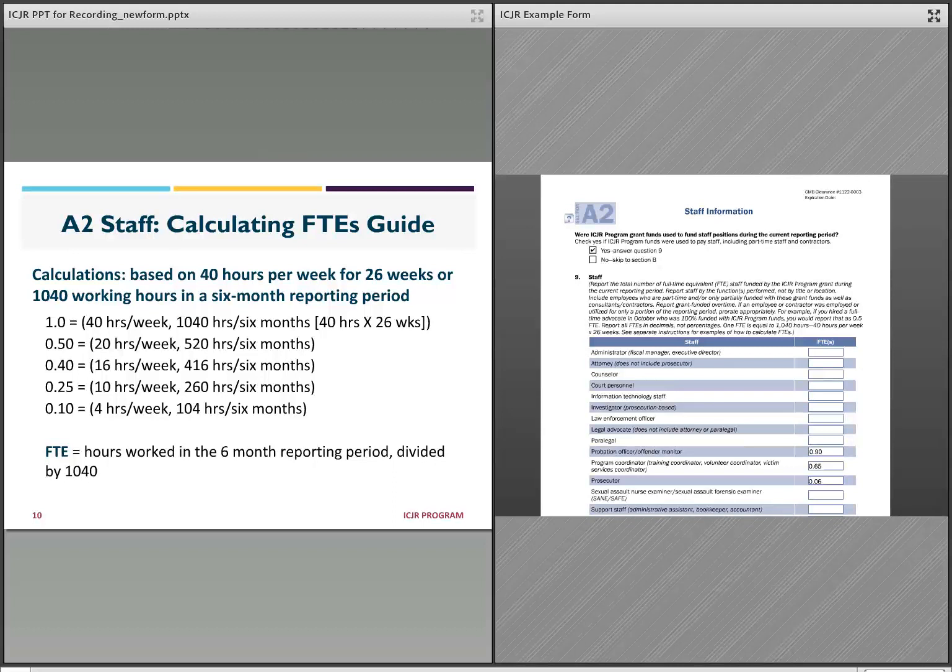Okay, we're going to look at this quick cheat sheet. It's a fact sheet for calculating FTEs. This chart can help you with calculating FTEs for a full 40-hour work week. FTEs should be based on the 26-week or 6-month reporting period that just ended. And in a 6-month reporting period, there are a total of 1,040 working hours for someone who works full-time at 40 hours a week.